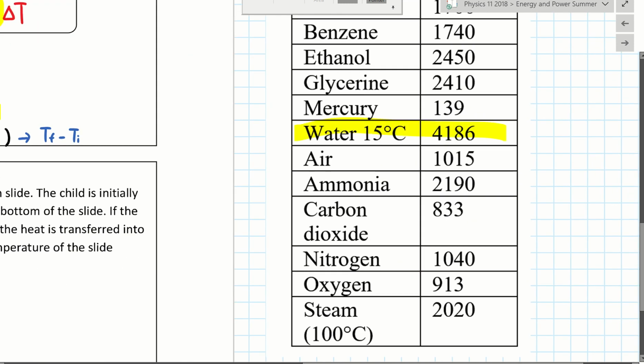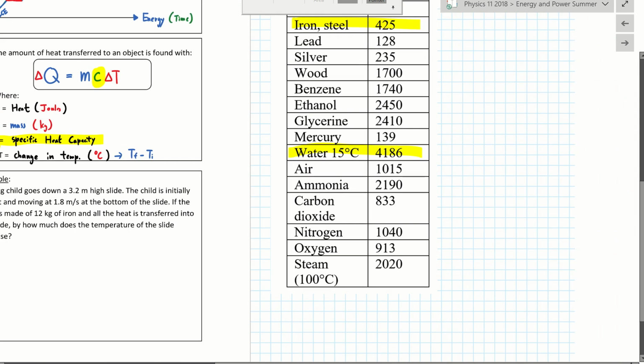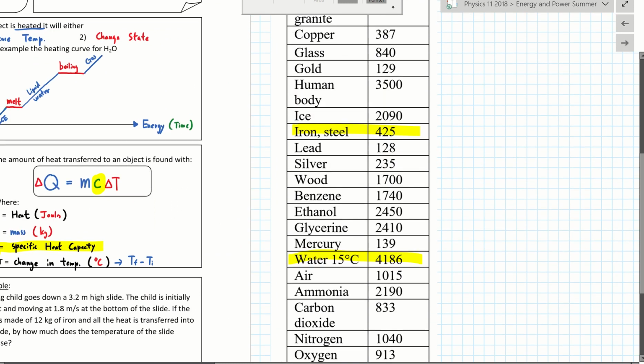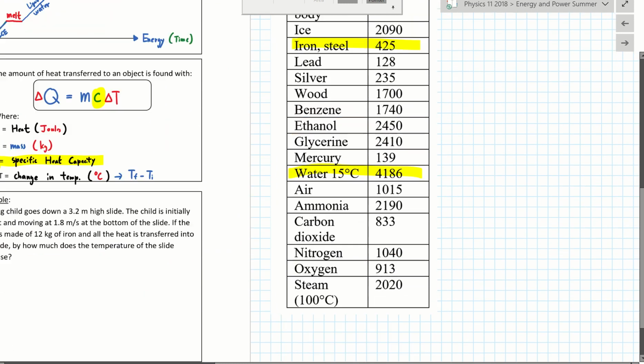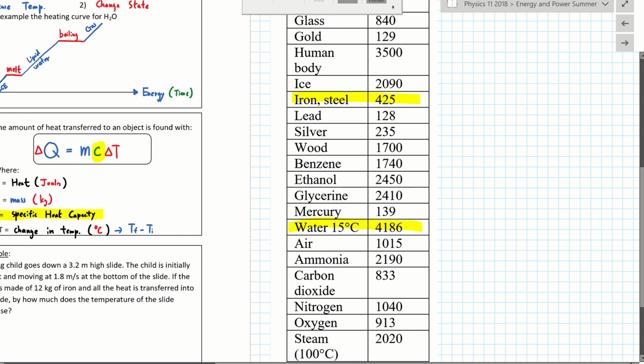Water is right here. Now look at the table again. See if you can find anyone that can beat water. No one. No one can beat water. Another funny thing to look at is ice, water, and steam, which are the three forms of the water molecule: solid, liquid, and gas. They actually have different specific heat capacities.